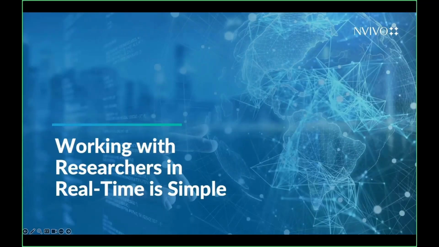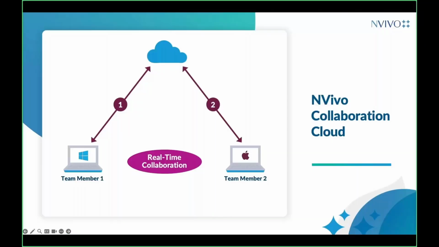Now, if you want to work in a team, this is of course also possible. Since the last version of NVivo, NVivo 14, we have a new version of the NVivo Collaboration Cloud. So the NVivo Collaboration Cloud is an add-on module that allows you to work together in one project file in real time, even across platforms. So one of you can create a NVivo project, upload it to the cloud, and then share it with their team members, and everyone can work on it at the same time.